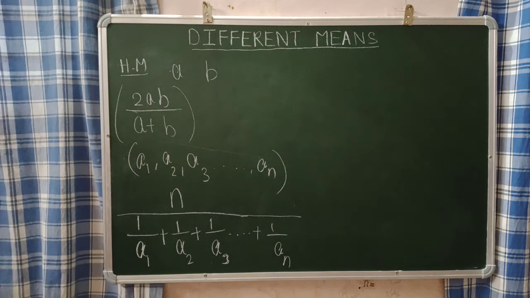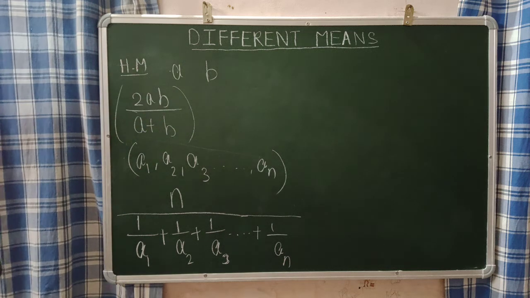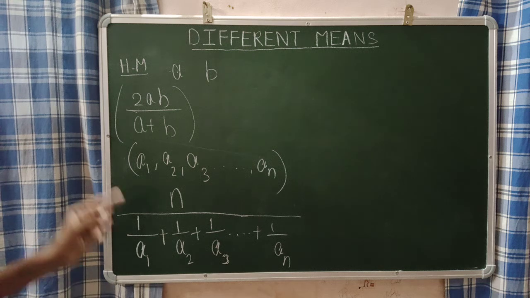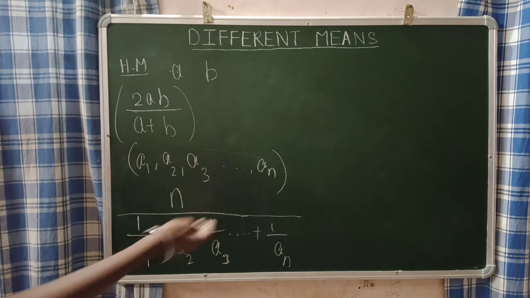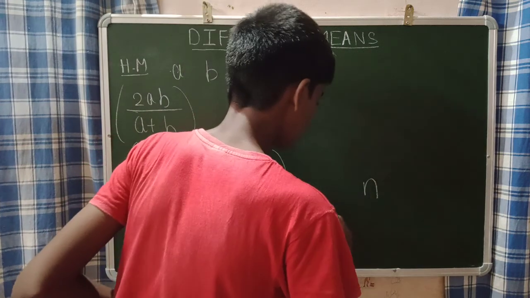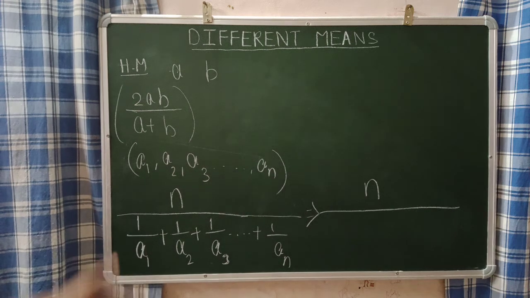I will repeat once again, guys. The harmonic mean of two non-zero numbers a and b is 2ab by a plus b. Remember, the harmonic mean of n non-zero numbers will be n divided by 1 by a1 plus 1 by a2 plus 1 by a3 all the way up to 1 by an. So guys, you can represent the same expression as n divided by 1 by a1 plus 1 by a2 plus 1 by a3 all the way up to 1 by an.